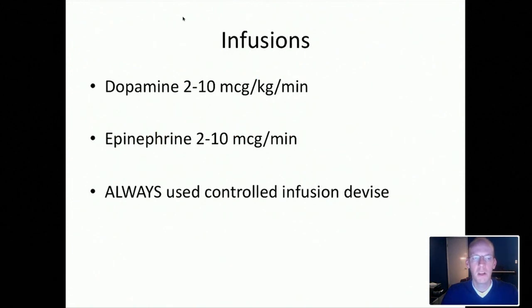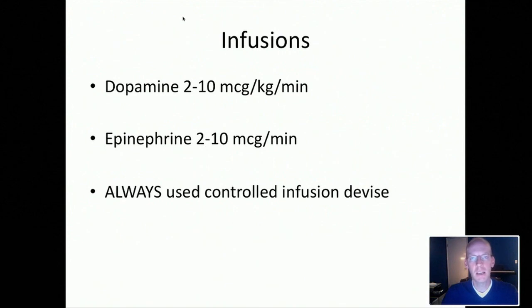So infusions, these are equally effective as pacing. So the two that you will most likely select to help with the heart rate is dopamine in the chronotropic range, 2 to 10 mics per kilo per minute, and or epinephrine, 2 to 10 mics per minute. This is not weight based. This is just 2 to 10 mics per minute.